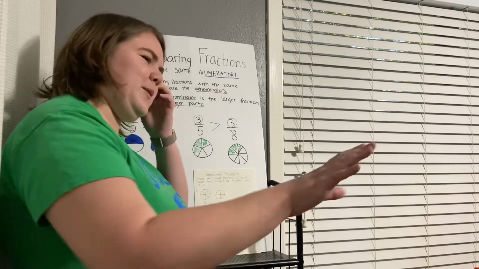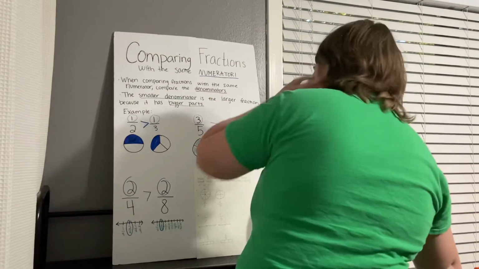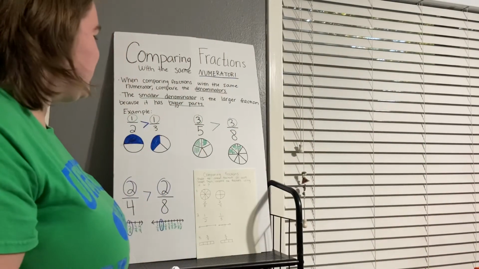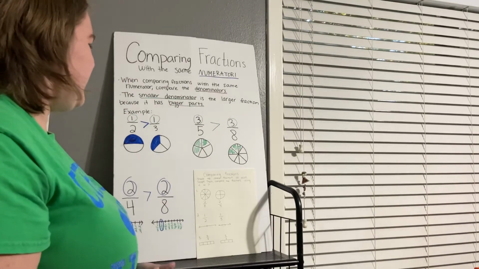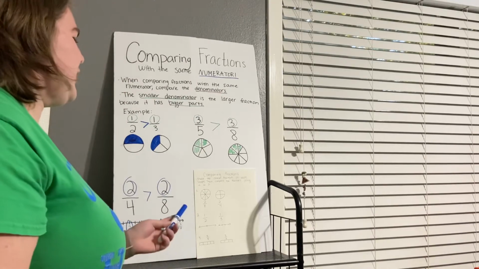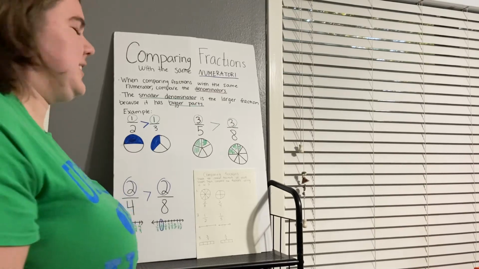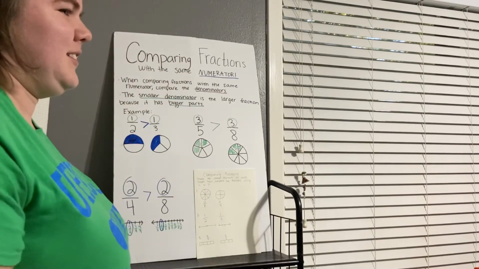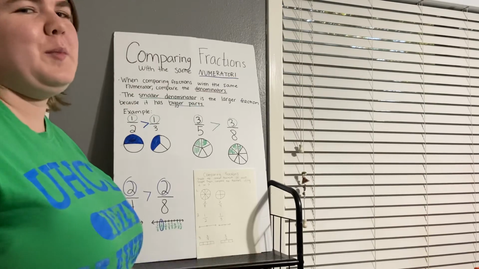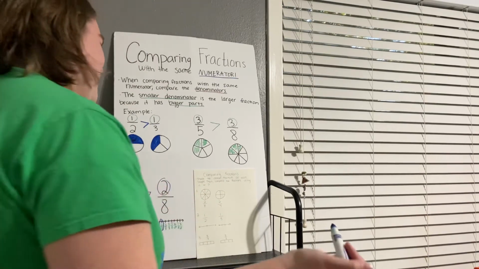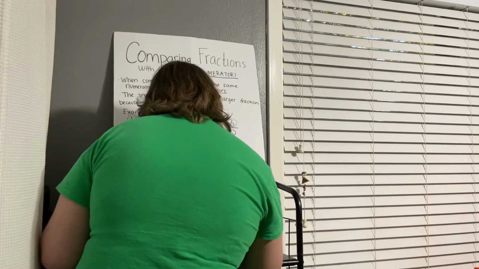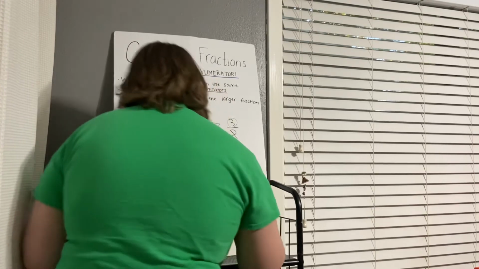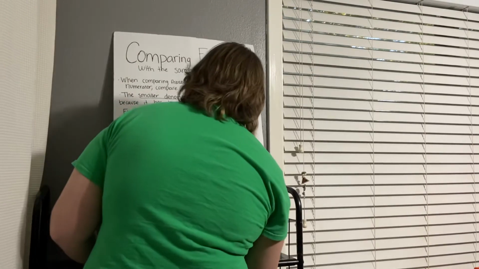So everybody has their paper. We're gonna shade the correct fraction of each shape. Then compare the fraction using the greater than or less than symbol. So 2/8 and 2/4. I would call on people to come up and shade it, but so we have 2/8 and then 2/4.